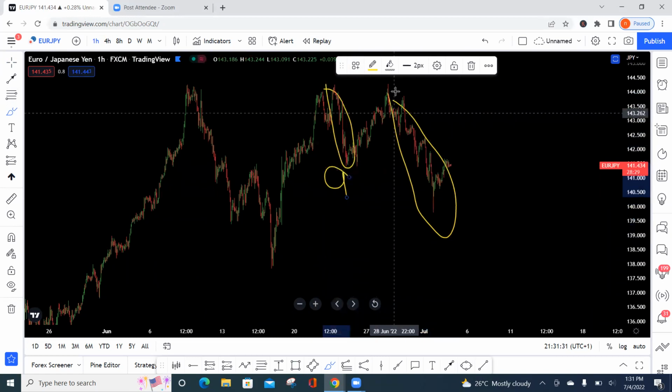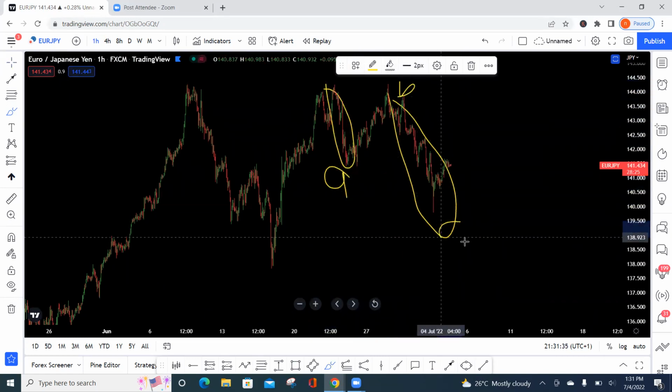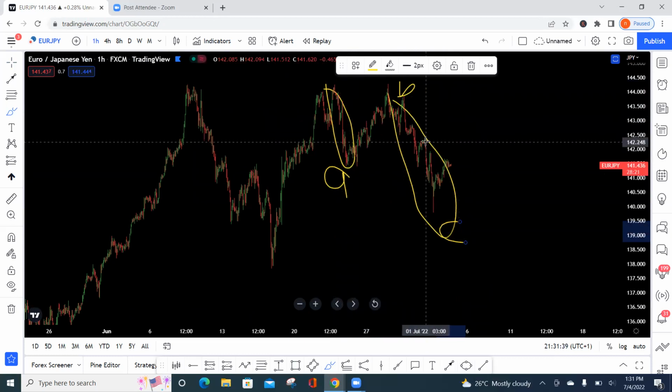With A, with B, and with C. What qualifies this to be A? What qualifies this to be B? What qualifies this to be C?